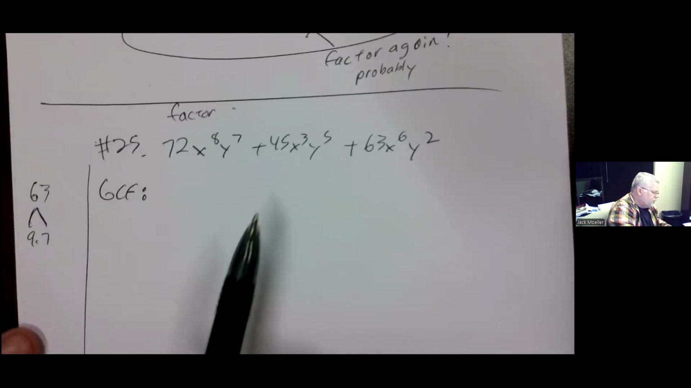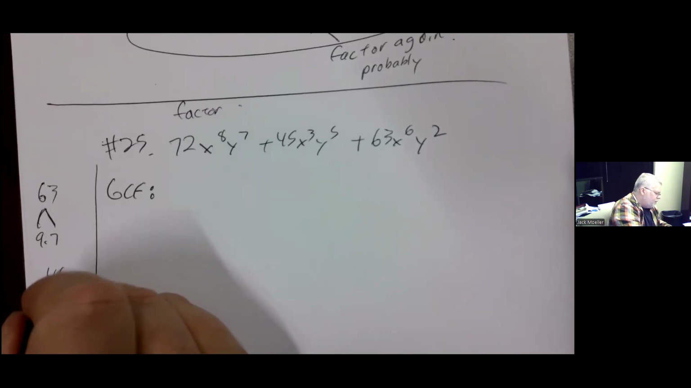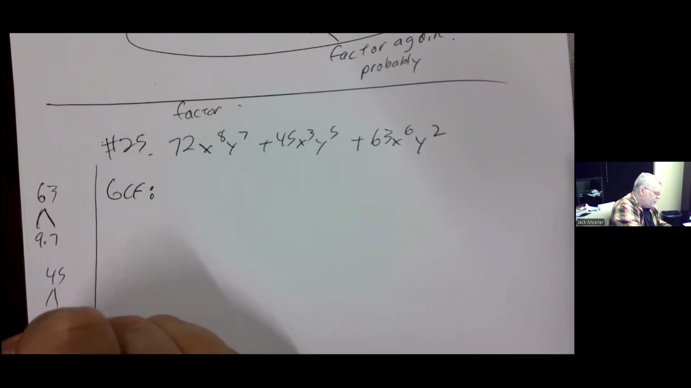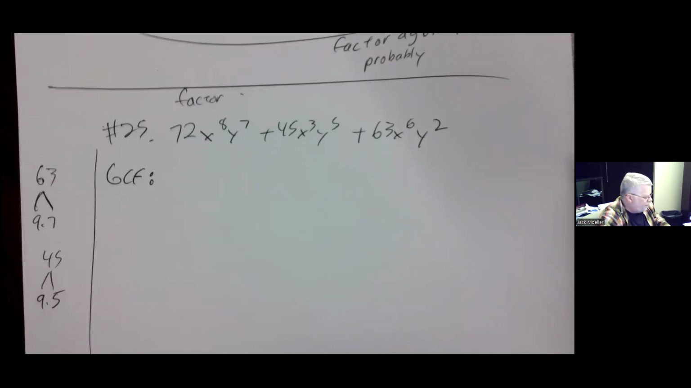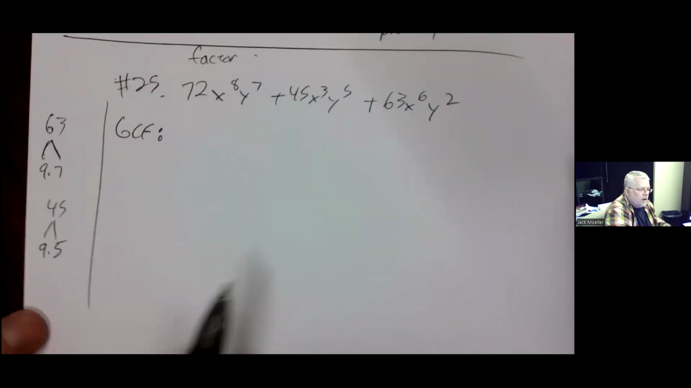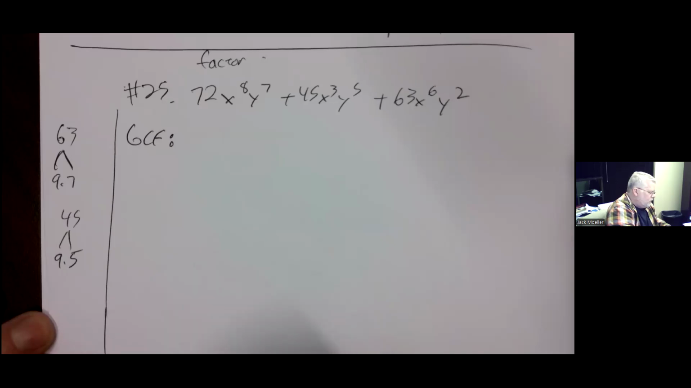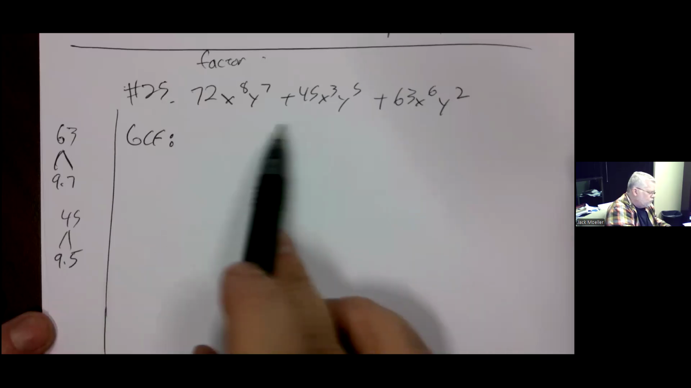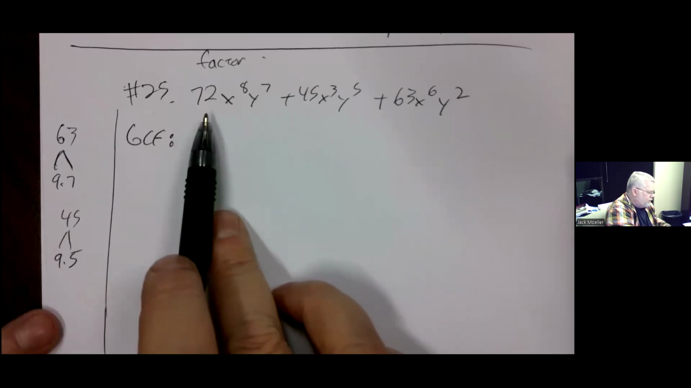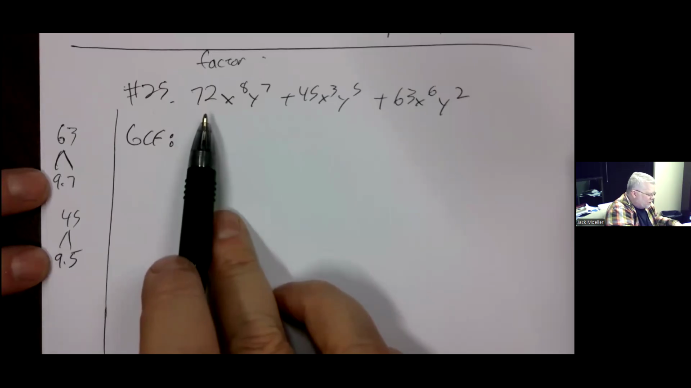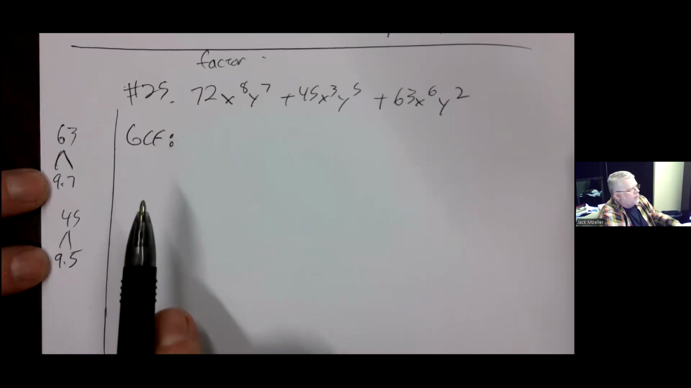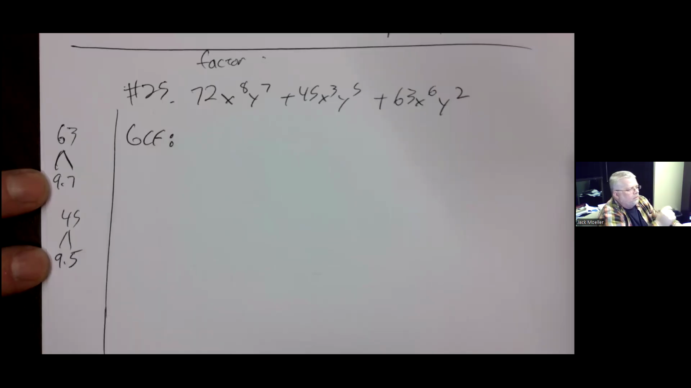No, okay, so let's see. 45 is 9 times 5. Okay, but what do we do with 7? So there is a 9 in both of them. 7 or 5 doesn't work. 9 doesn't work because 9 times 8. Oh wait.